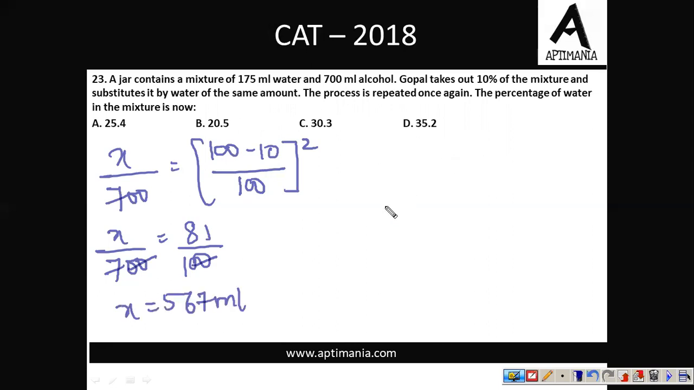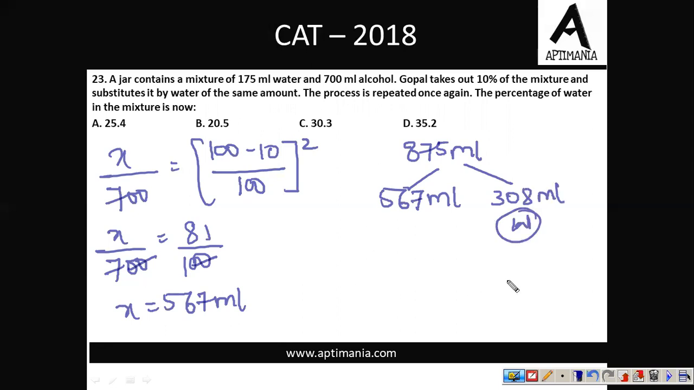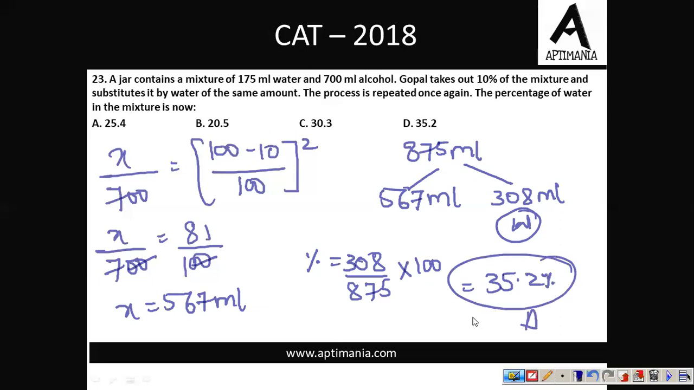So out of 875 ml, 175 plus 700, 567 ml will be alcohol. So water will be the difference of the two, that is 308 ml. Now, if you have to calculate the percentage of water, that will be 308 upon 875 into 100. On solving, we'll get 35.2% as the answer. So for question number 23, the correct answer is option D, that is 35.2%.